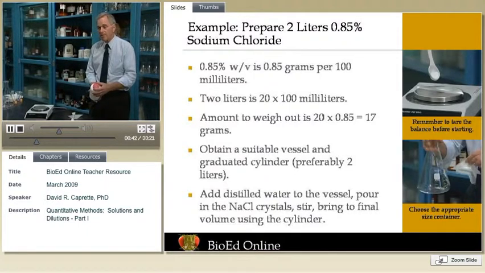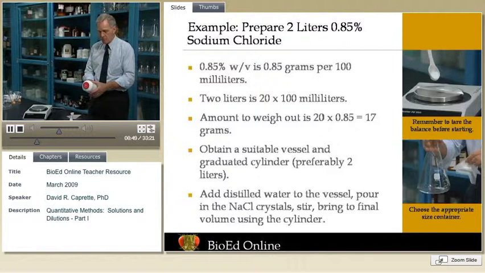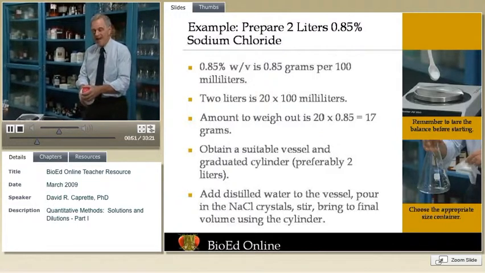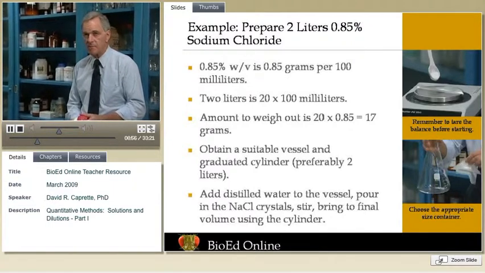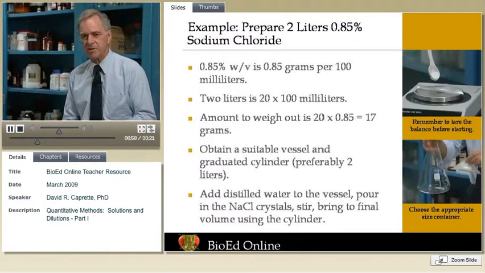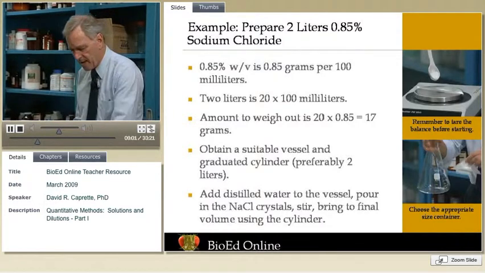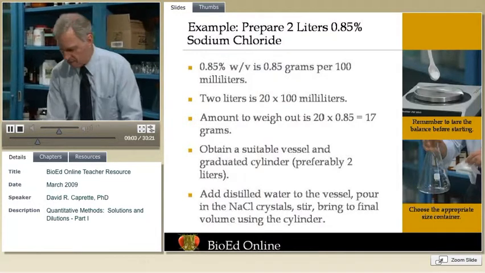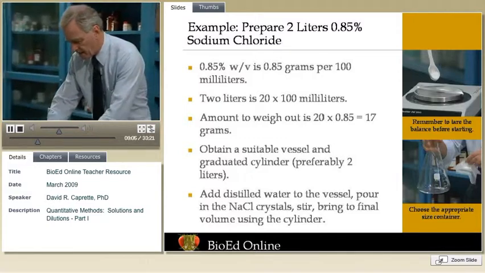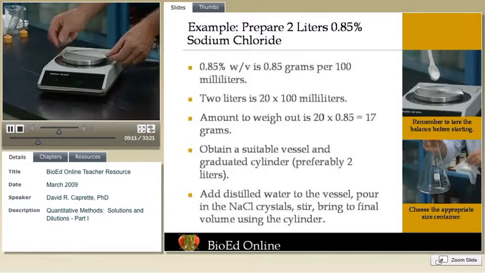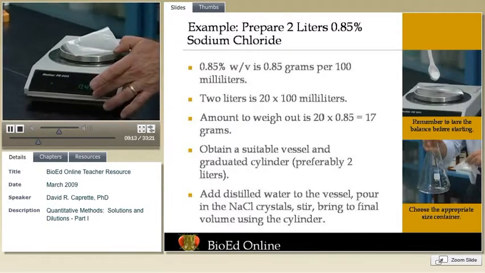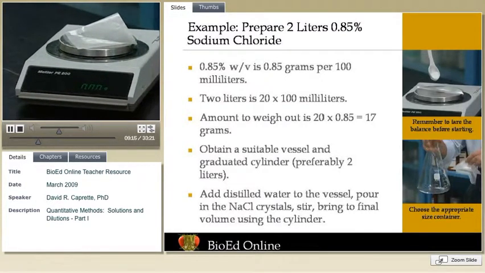Now, 0.85% sodium chloride is 0.85 grams per 100 milliliters. So for 2 liters, or 2,000 milliliters, I'm going to need 20 times that amount. That is 2 times 8.5 grams, which comes out to 17. So I'm going to go ahead and weigh out 17 grams of sodium chloride to make my 0.85% weight to volume solution. I'm going to the balance here. I'm going to place my weigh paper on there. Again, I need to tare the electronic balance so it's reading 0 grams.